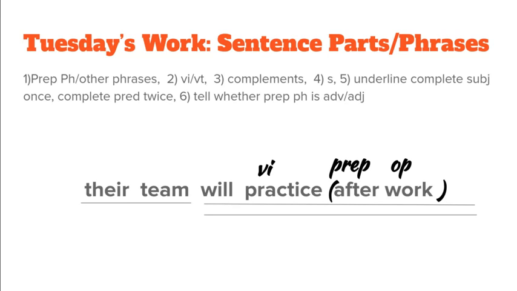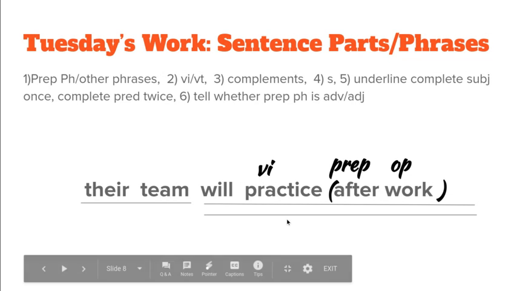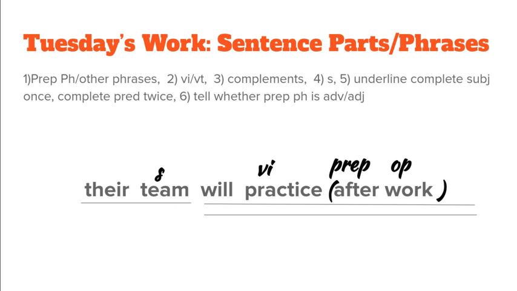And you can see on the help pages the section complements. Also, the transitive and intransitive rules and how to find out which the verb is, whether it's transitive or intransitive, is under the title Simple Predicate on Tuesday's help pages. Then you have to find the subject. So that's easy. What or who will practice after work? And that's team. So they'll label team with an S.